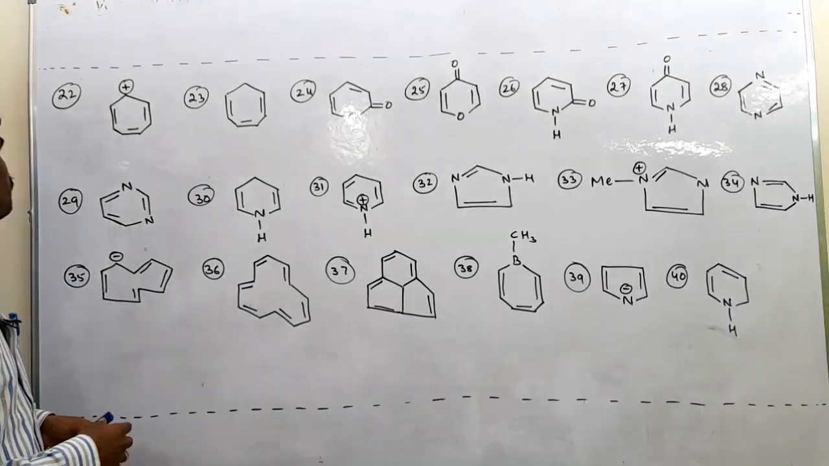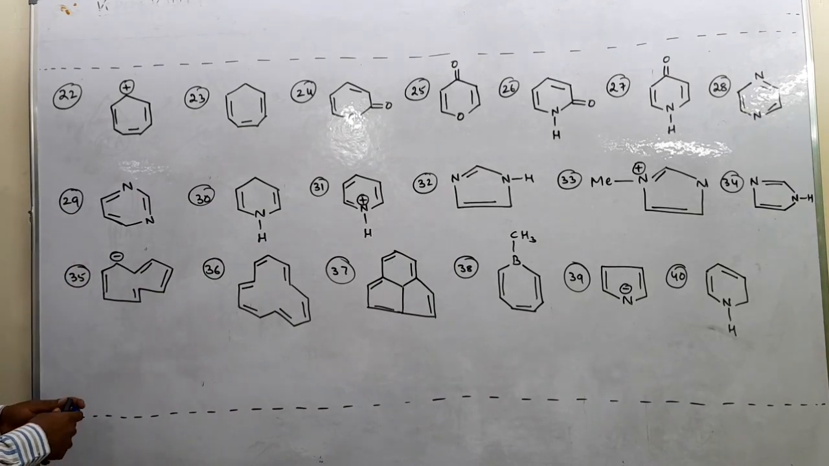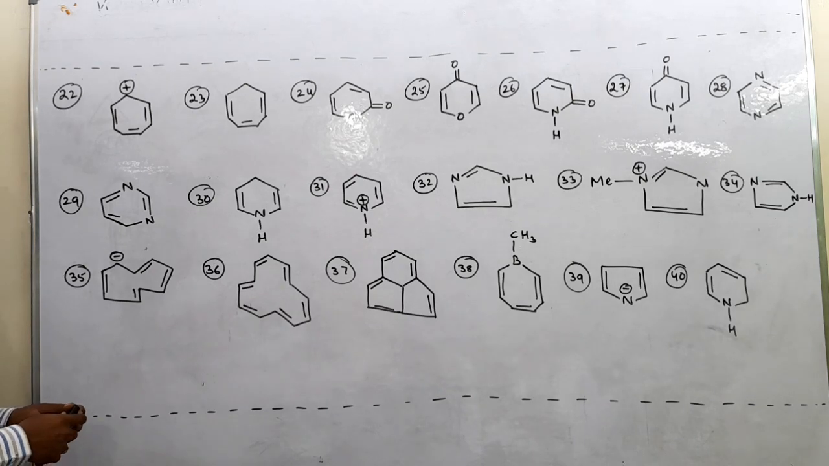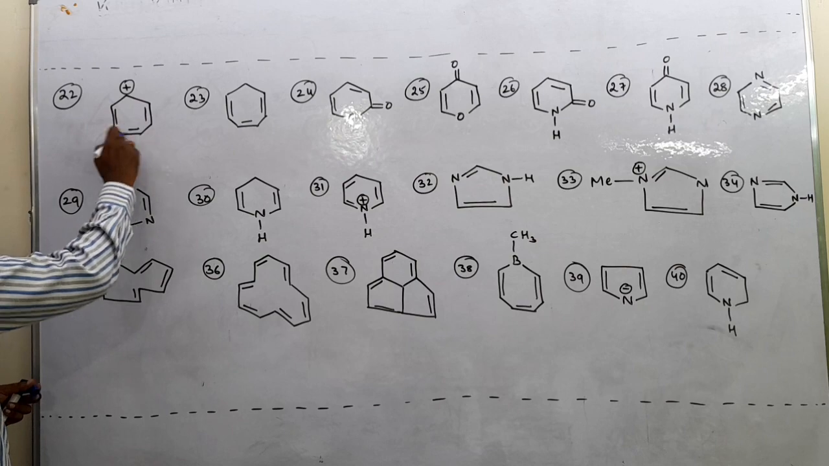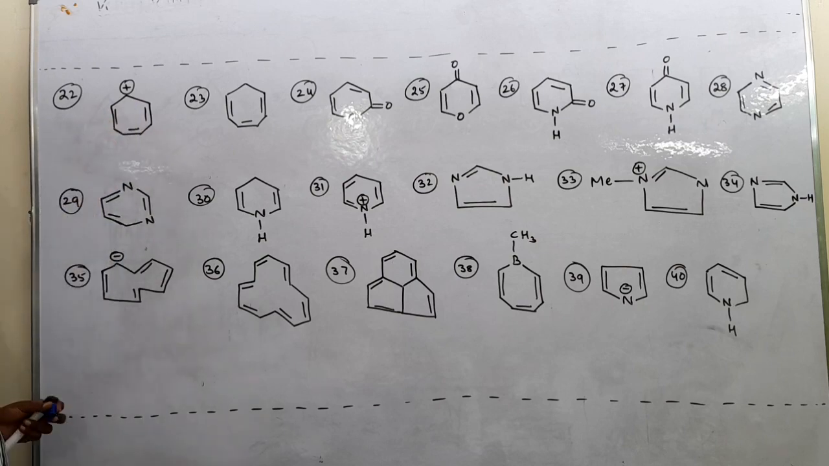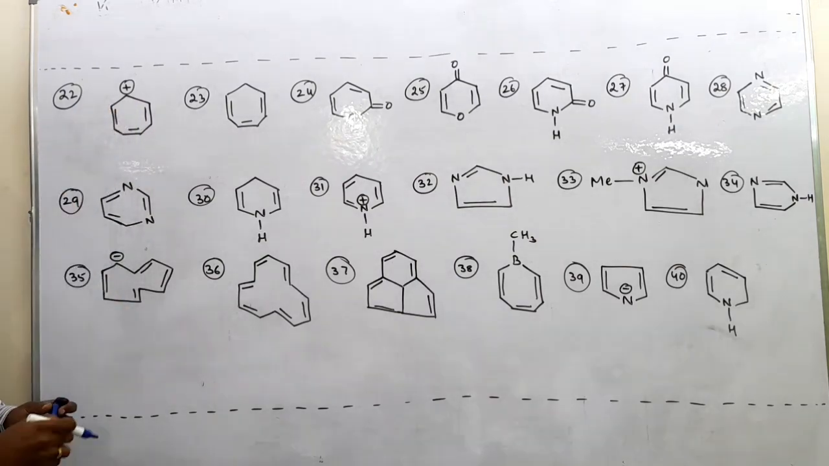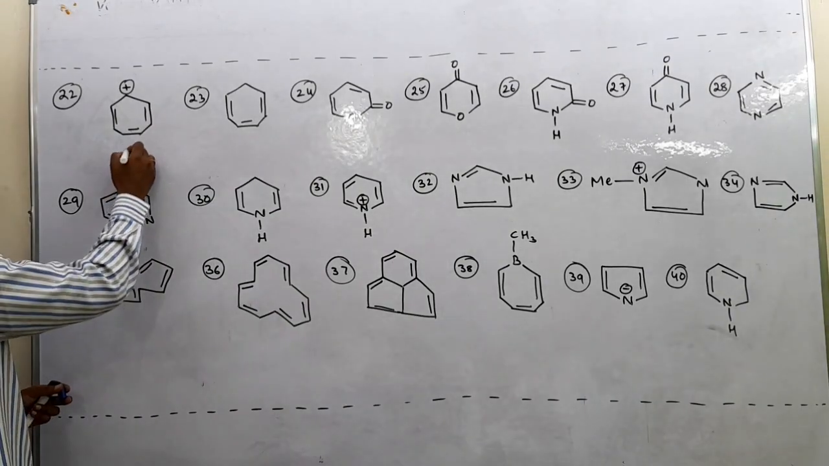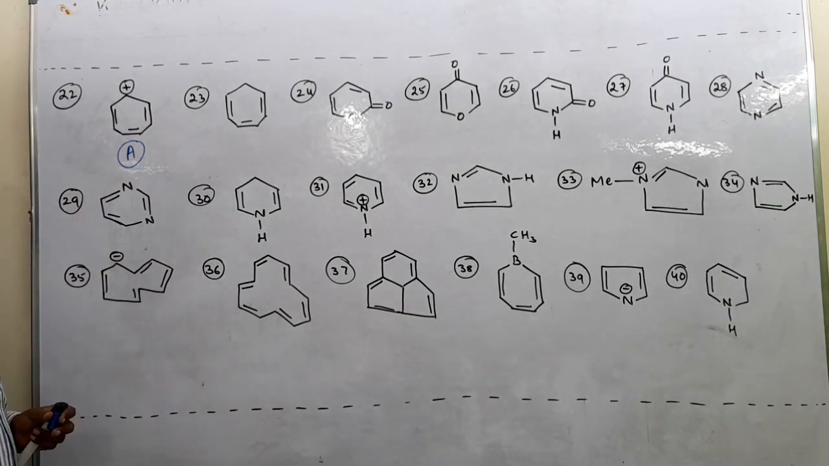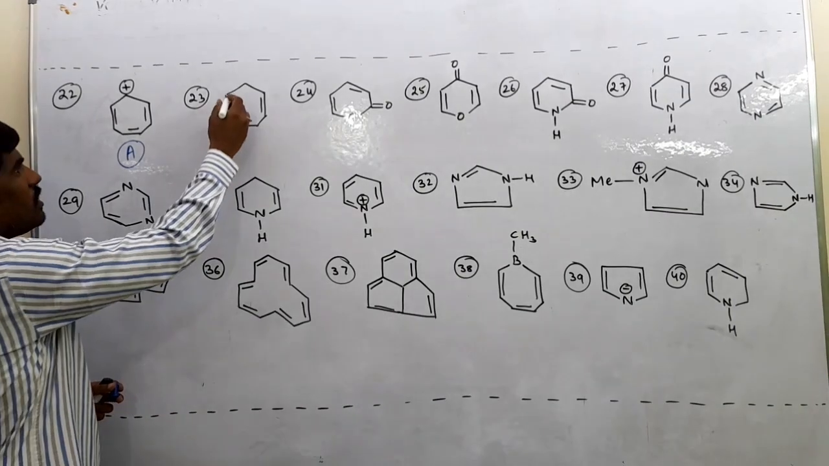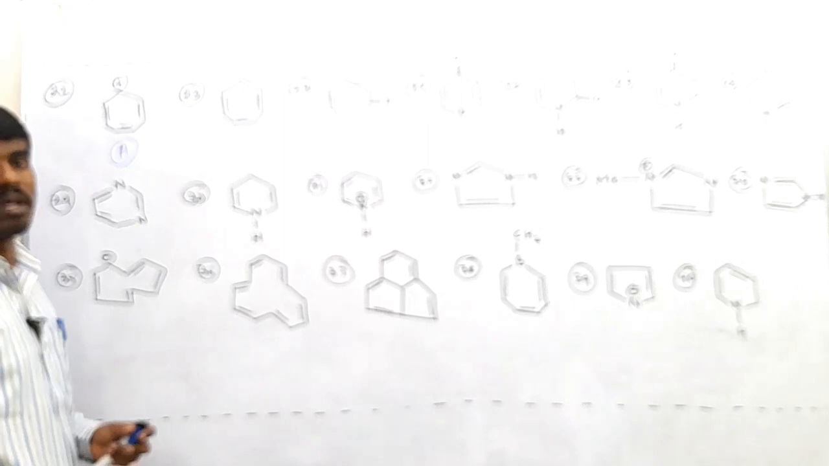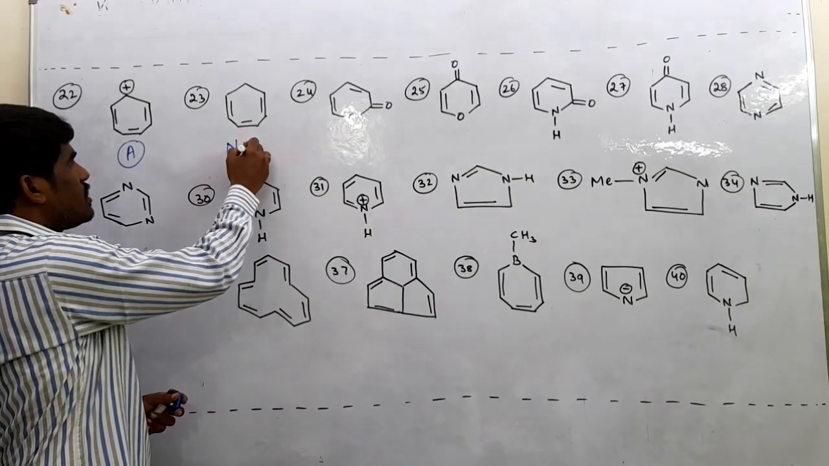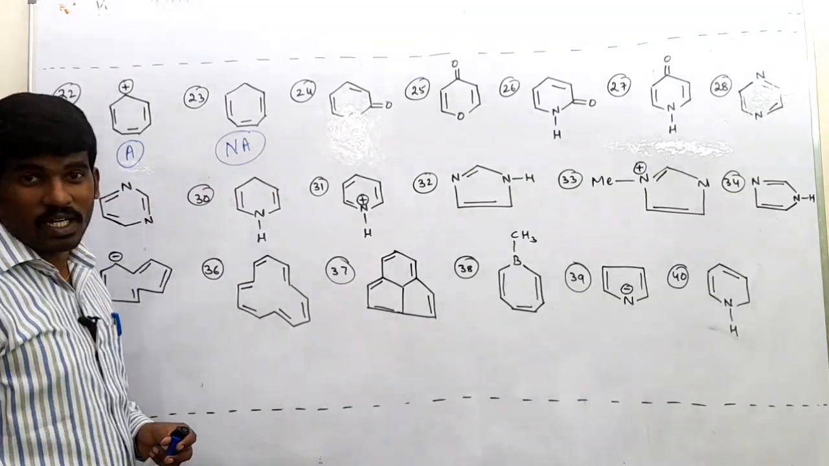Next set of examples. If you notice, this is the most popular cation, children. It is said to be the tropylium cation. In the tropylium cation, how many pi electrons are there? 6 pi electrons, 2, 2, 2. And there is a closed conjugation. 6 pi electrons and closed conjugation, so the compound is aromatic. And in this compound, there is no conjugation here. If you check here, the pi bonds are separated by 2 sigma bonds, and hence it is an example of non-aromatic.